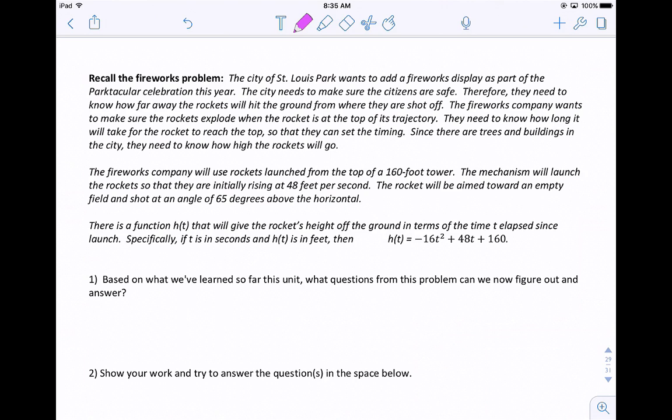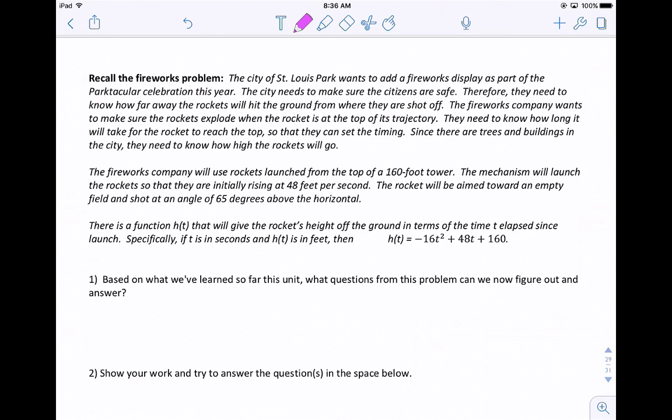I asked you to look at this problem right here. The city of St. Louis Park wants to add a fireworks display as part of the Parktacular celebration this year. The city needs to make sure the citizens are safe. Therefore, they need to know how far away the rockets will hit the ground from where they're shot off. The fireworks company wants to make sure the rockets explode when they're at the top, and they need to know how long it will take for the rockets to reach the top so they can set the timing. Since there are trees and buildings, they need to know how high the rockets go.